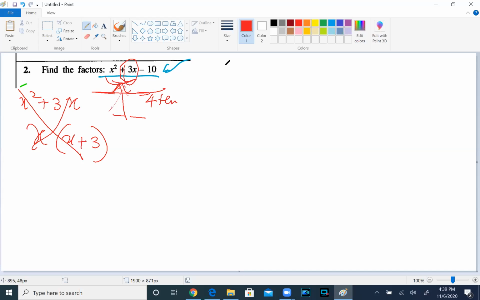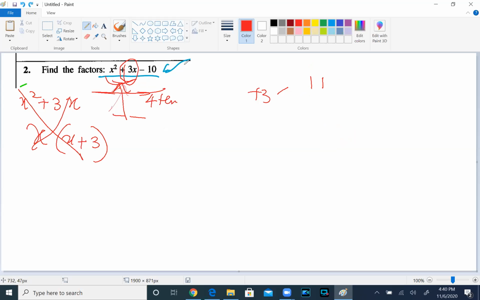For example, you can write the 3 as 1 plus 2, or 5 minus 2, or 6 minus 3. There are n number of combinations. You don't know which combination, but only one combination is going to give you the proper factorization. Only if you put the proper combination can you factorize this. So how do you find that?